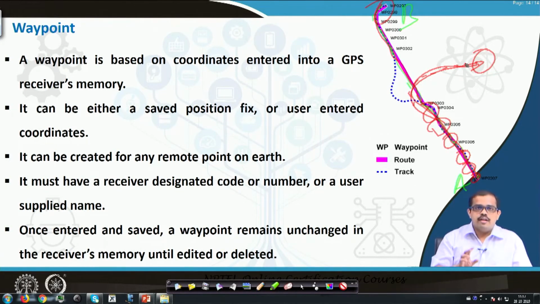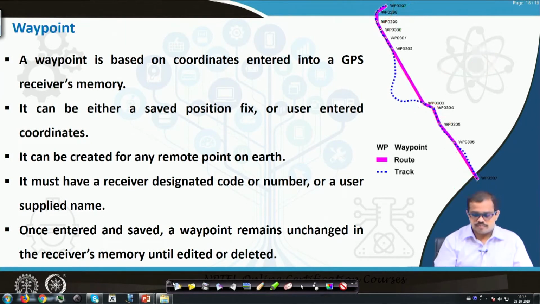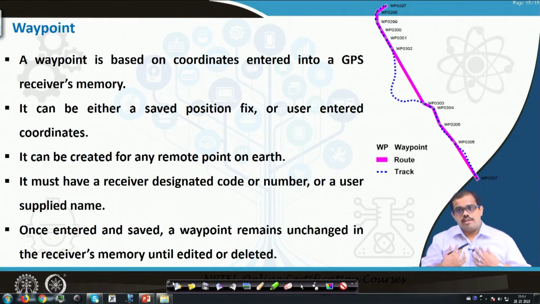So a waypoint is basically based on the coordinates entered into a GPS receiver. So what I am speaking about here is the coordinates we feed into the GPS in order to move to a particular point. Okay, it can be either a saved position fix or user-entered coordinates. So it can be created at any remote point on the Earth's surface. It must have a receiver-designated code or number or a user-supplied name.